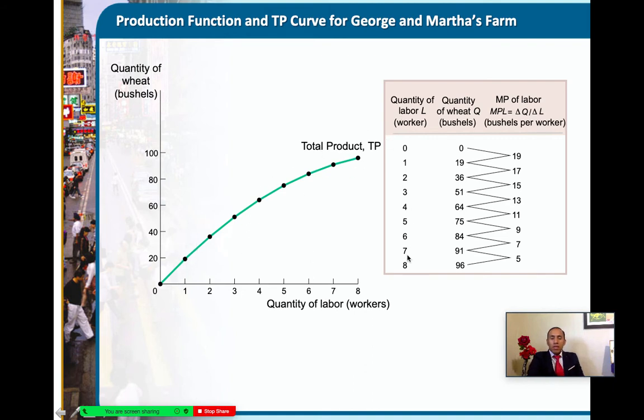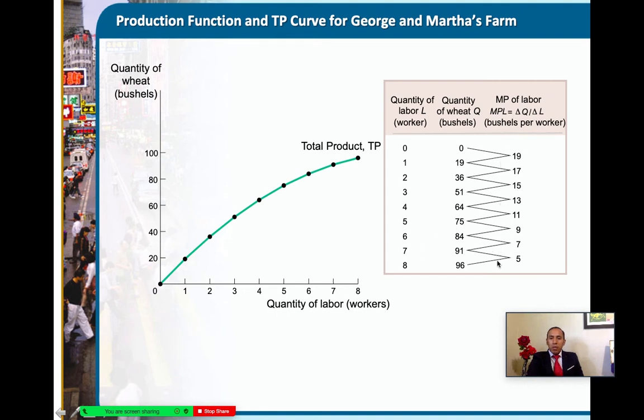So we have our quantity of labor, 1 through 8, and we have the output of each labor units. In this case, if you have no labor, it produces no output. 1 unit of labor produces 19 units of output. 2 units of labor combined, the 2 workers produce 36 units. 3 workers produce 51 units together. 4 workers produce a total of 64 units. 5 workers produce a total of 75.